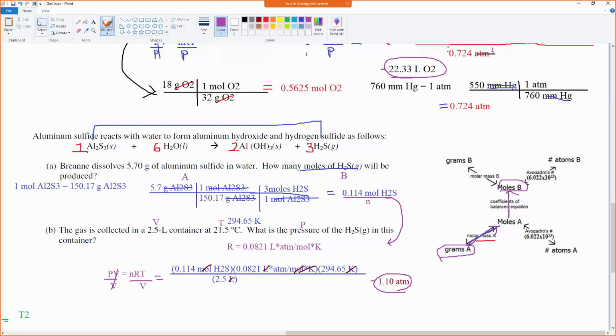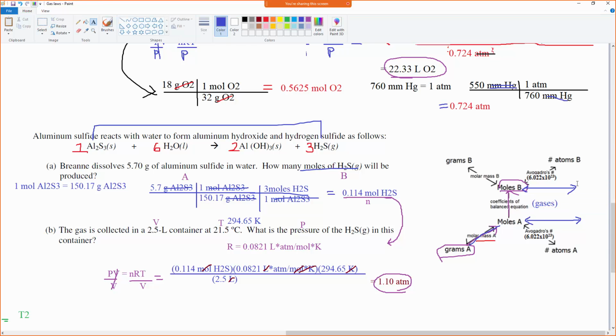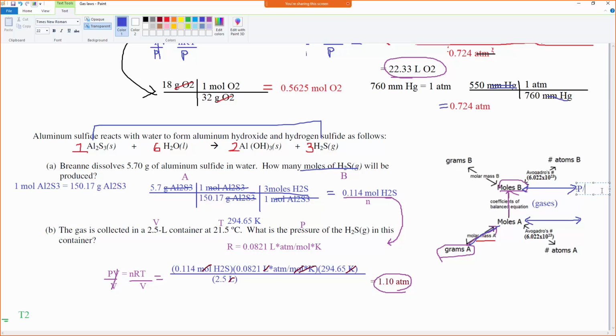But what we get to see is that now we can take our little roadmap and we can go off-roading in this direction, any direction, not just off-roading. But for gases specifically, if you have moles of gases, you can convert to pressure or volume or temperature of that gas.